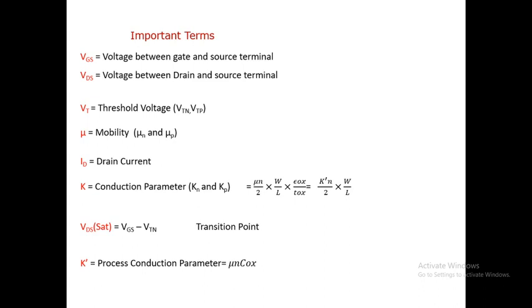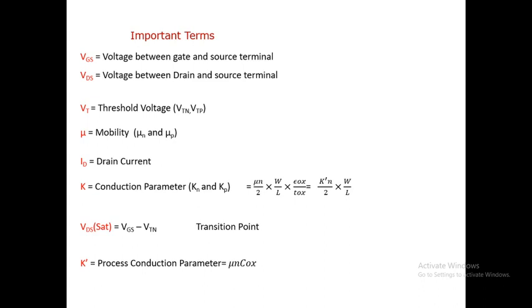The formula for calculation of K is mu n by 2 into W by L into epsilon ox upon T ox, where epsilon ox is the permittivity of the oxide layer and T ox is the thickness of the oxide layer. It is also represented as K dash n by 2 into W by L, where K dash n is the process conduction parameter and it is calculated as mu n into C ox, where C ox is the capacitance of the oxide layer, which is calculated as epsilon ox upon T ox.